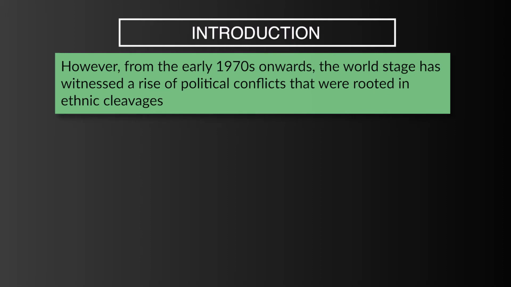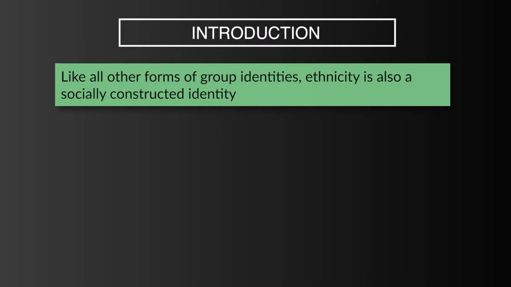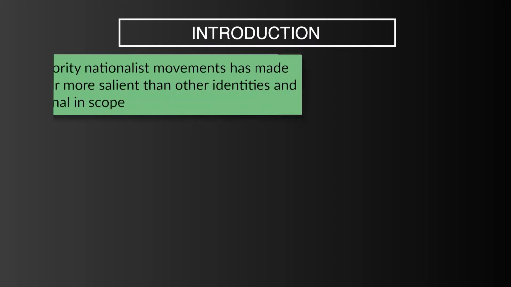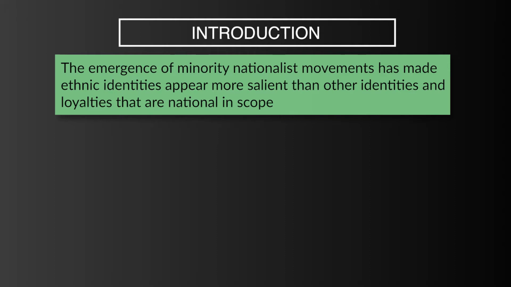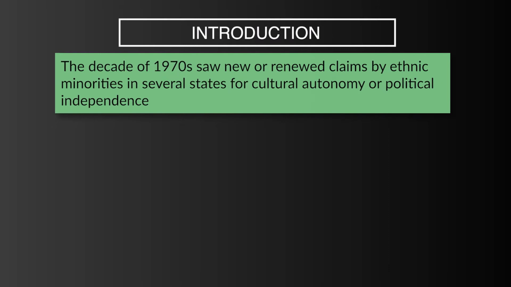From the 1970s onwards, however, one witnessed a rise of political conflicts all over the world, which had their root in ethnic cleavages. Now, like all other forms of identity markers, ethnic identity is also socially constructed. This was aided by the emergence of minority nationalist movements in different parts of the world, which made ethnic identities appear more definite, salient and important than the national identity. So, the decade of the 1970s saw claims by ethnic minorities in several states for cultural autonomy and for political independence.